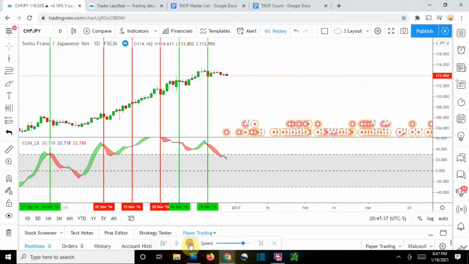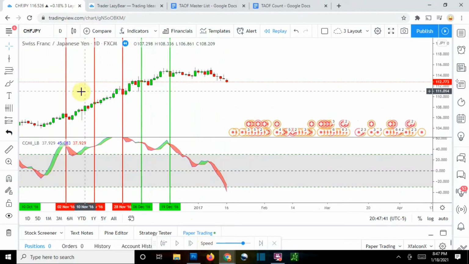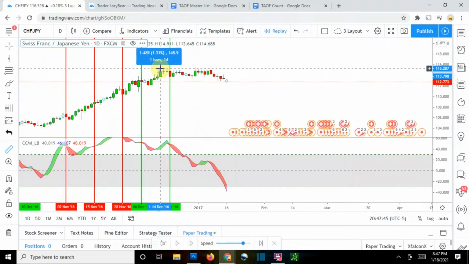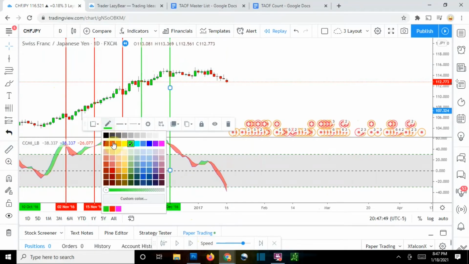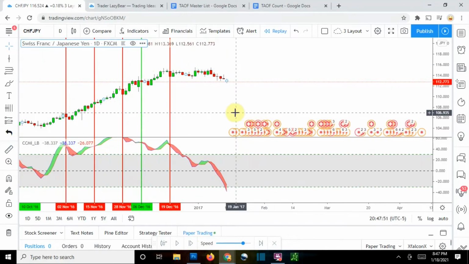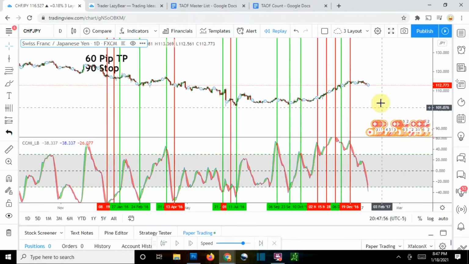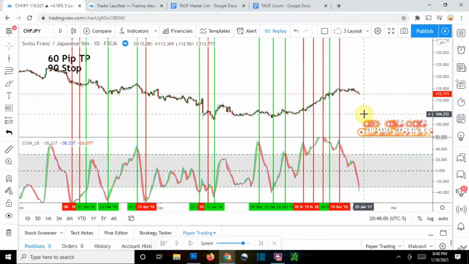Let's go ahead and play it out, see what happens. Oh, it rides it out for a while. It pushed up pretty hard there. Yep, unfortunately, that would have been a losing trade. All right, so there you have it.